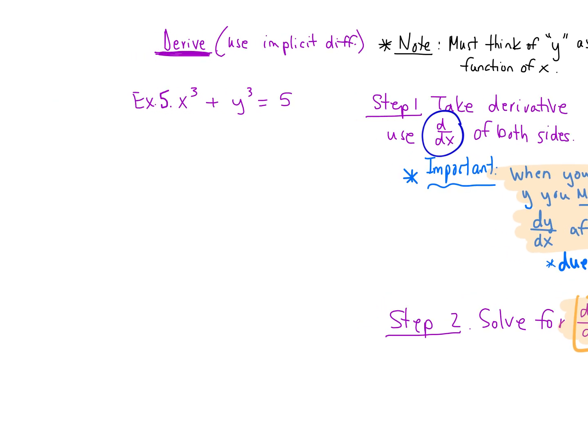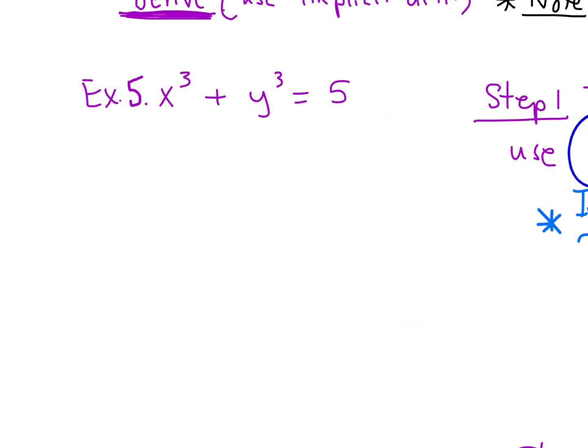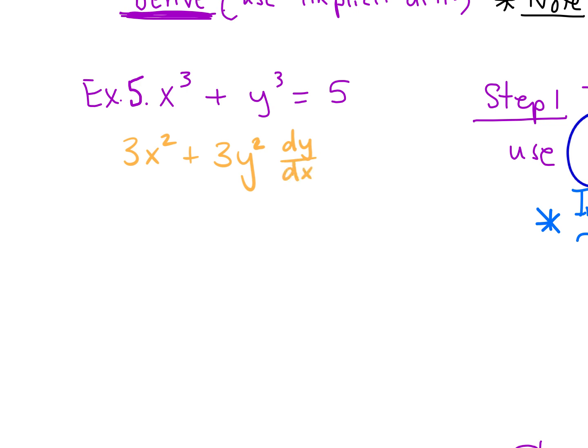So let's take the derivative of example 5. So here, I'm going to take the derivative of x cubed. What would our derivative of x cubed be? 3x squared, perfect. Plus, what's the derivative of y cubed? 3y squared, but when we take the derivative of y, we need to include dy dx after. So it's the same thing as if we were taking the derivative of x, we just have to make sure we include that dy dx after it. Equals, what's the derivative of 5? 0, perfect.